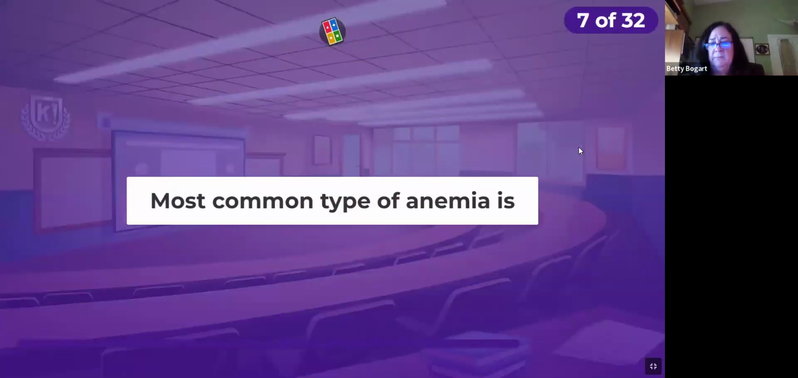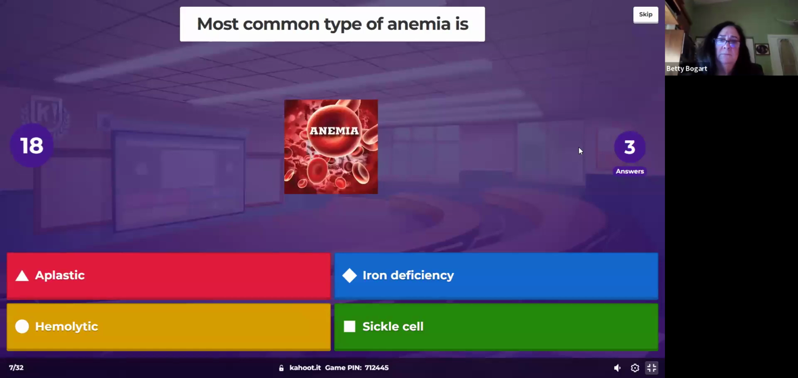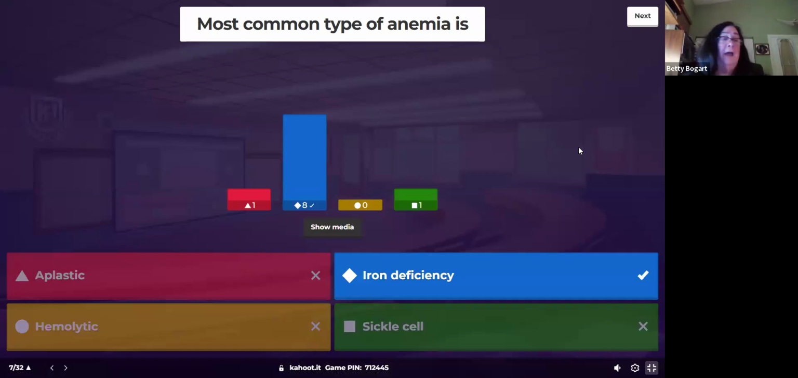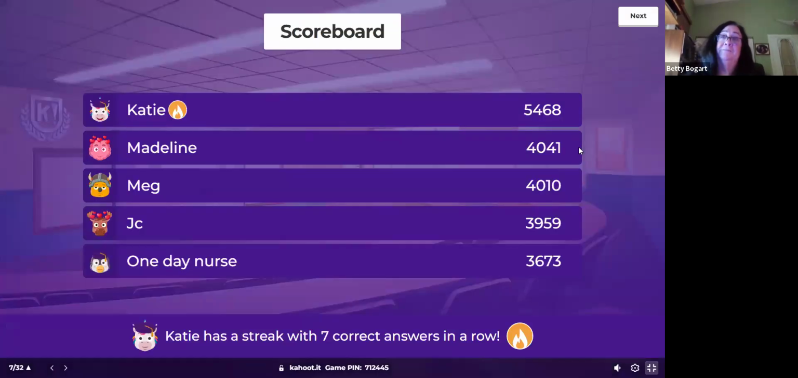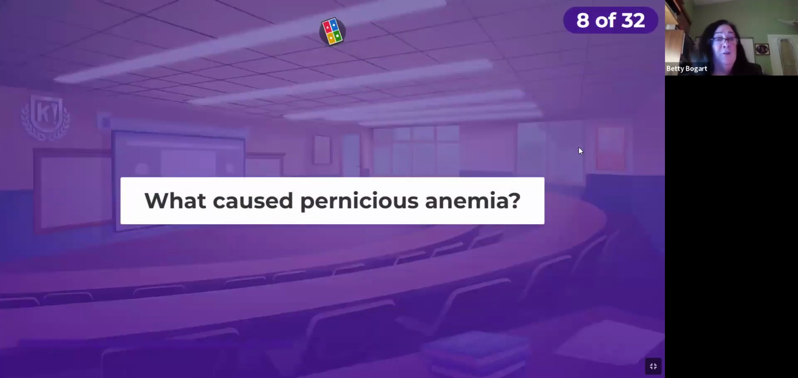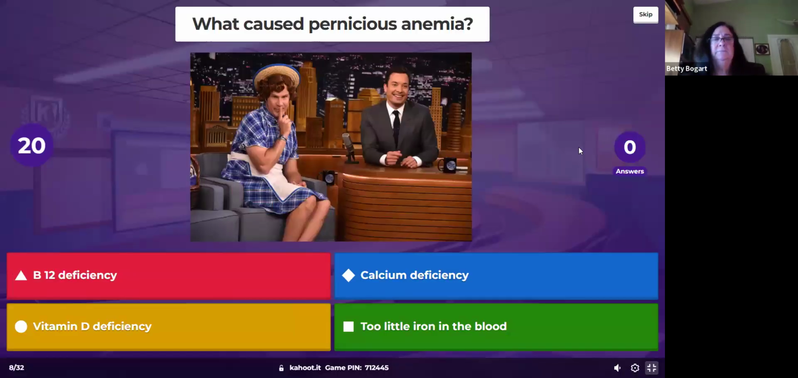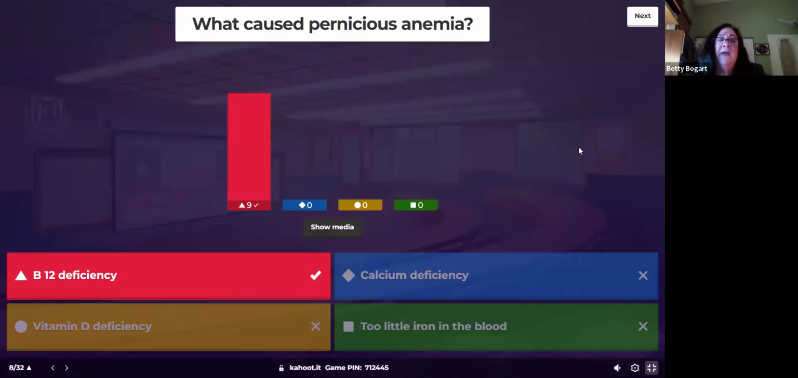Most common type of anemia is iron deficient anemia. Yes, it is. What causes pernicious anemia? It's the intrinsic factor, isn't it? I don't even know why I remember that. So that is a B12 deficiency. Remember, that's from the stomach. The stomach gives that to the body.